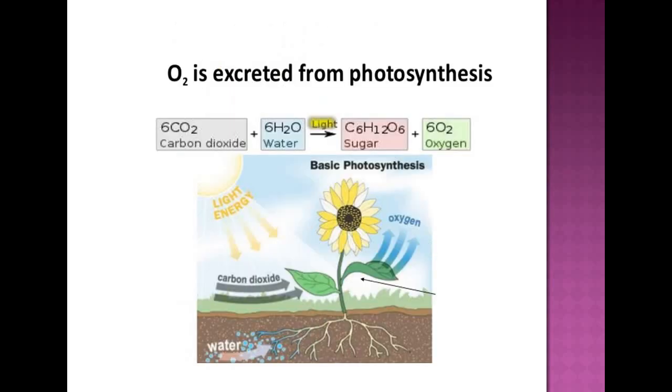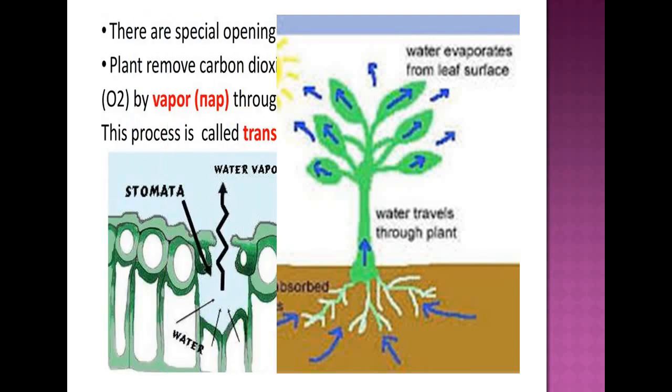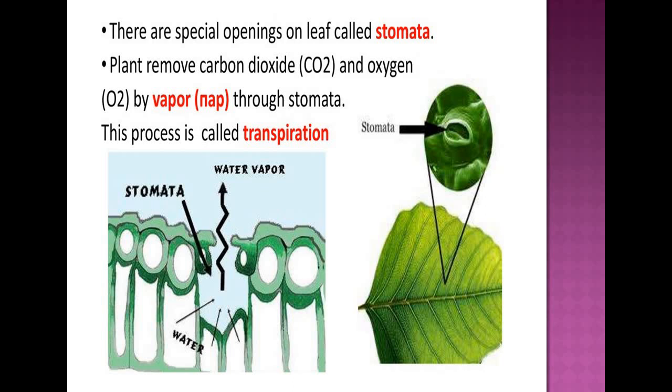Oxygen, which is one of the major products of photosynthesis, is also removed through stomata. Transpiration involves the removal of excess water from the leaf. There are certain special openings called stomata which help in the gaseous exchange in plants.